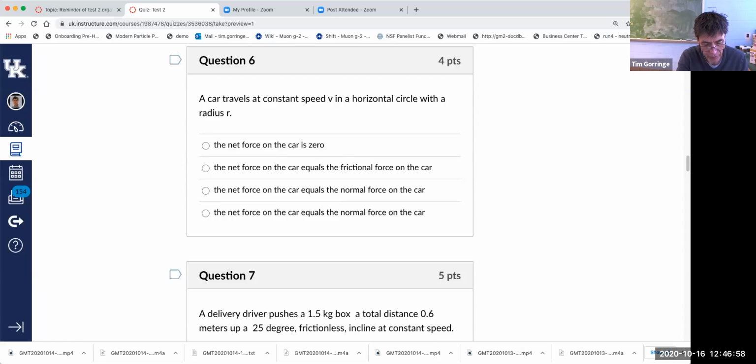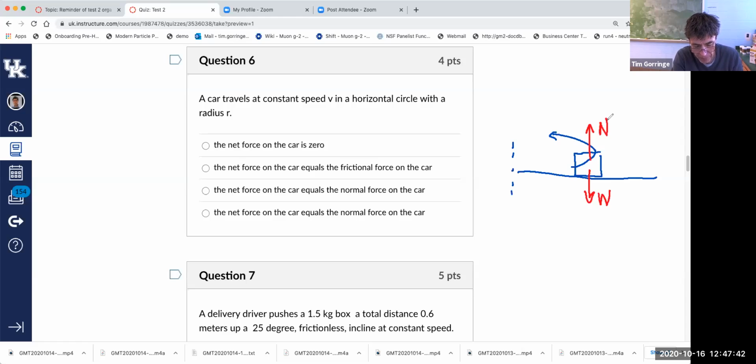Next question. A car travels at a constant speed in a horizontal circle with a radius r. And we've got to answer some questions about the net force. Well, let me first draw this and just picture the forces. So here's the road, and I'm going to imagine I'm a pedestrian. And the car is kind of rotating around some axis over here. What are the forces acting on the car? Well, there's obviously weight downwards. There's obviously the normal force of the road on the car upwards. And then there's a centripetal force provided by a frictional force that's acting inwards towards the center of rotation. And that's what causes the car to move in this circular path.